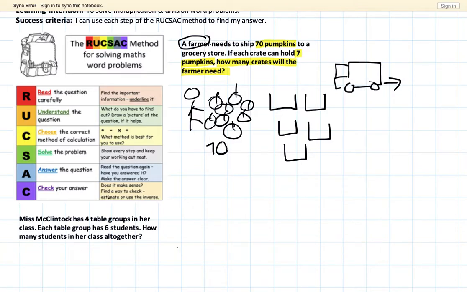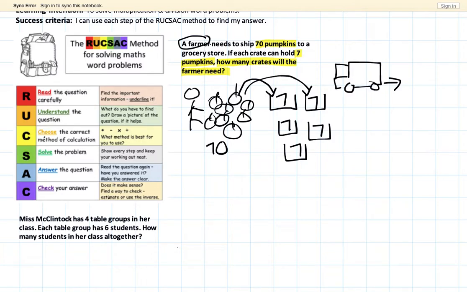He has 70 pumpkins there, and each crate can hold 7 pumpkins. So he's going to distribute these pumpkins into each crate, but the size of the crate only allows 7 in each. So what do we need to do here? I can see that we're dividing the pumpkins into each crate.